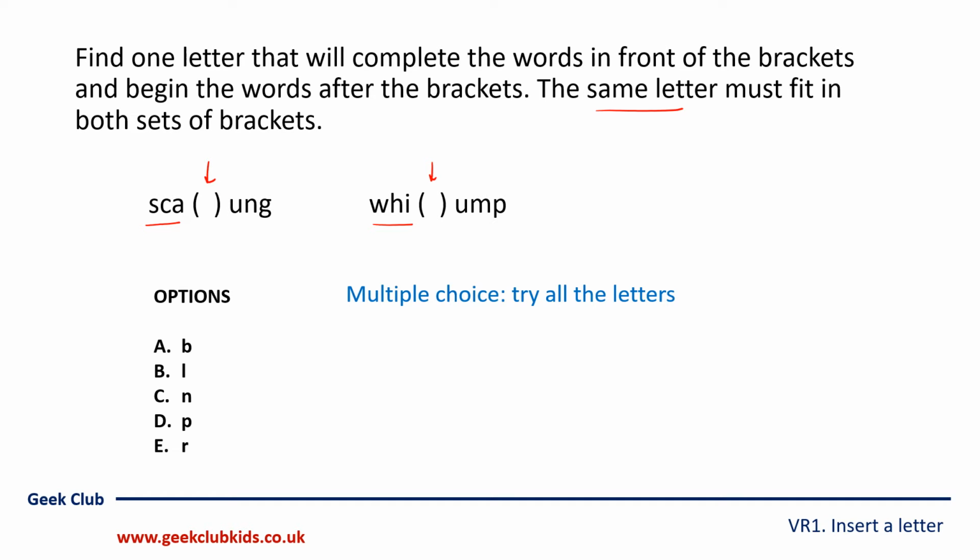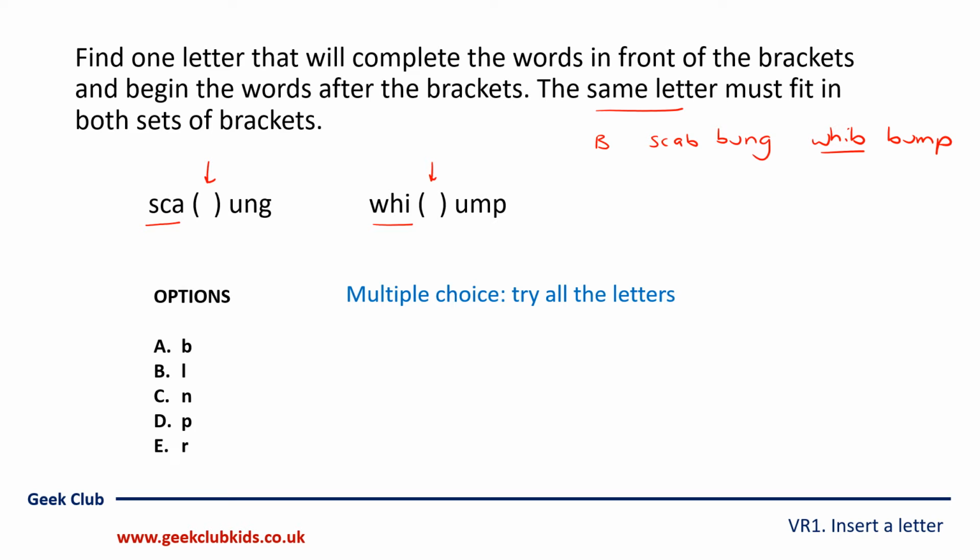In this case, the question is multiple choice, so we do have 5 options for letters we can use, and unless you can immediately see the answer, I would recommend trying all the options, and we can exclude the ones that don't make 4 complete words. So let's try the B first. If we did the B, we'd get scab and bung is a word, and we'd get wib and bump. Okay, bump is a word, but wib, that's not a word.